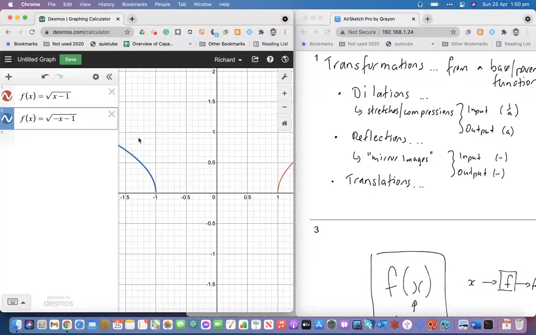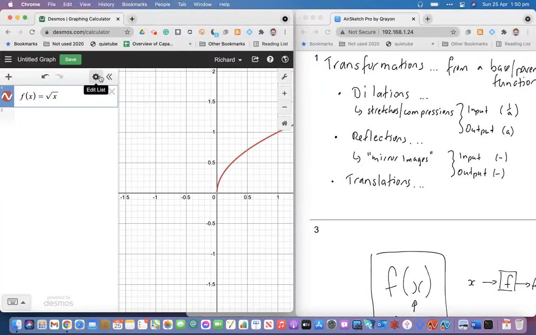Okay, so that's reflections. I think I might just stick in this video as well translations, and then we can have a look at how that affects a transformation in total. So let's go back to the parent graph of root x like so. So translations are shifts. Okay, they move the whole function, holus bolus, up or down. And again, we have an effect on the input, or we have an effect on the output, like so.